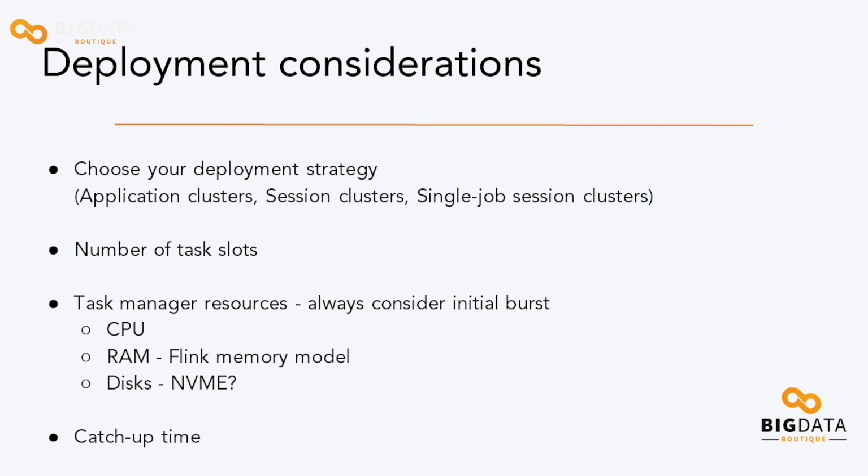Next thing is to size our task managers. How much CPU are they going to have? How much RAM? How do we manage the Flink memory model? What kind of disks are we attaching? Do we want attached NVMe disks for fast state access in case we really have a huge RocksDB? Or we don't need a disk at all, we can just use the ephemeral storage on the Kubernetes host.